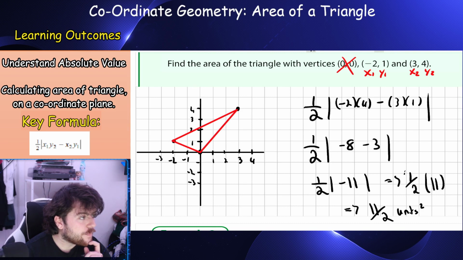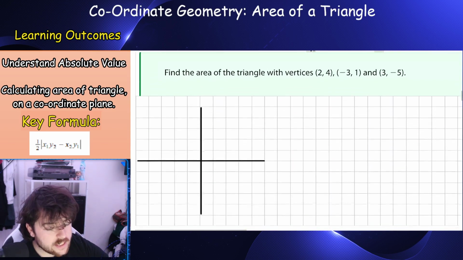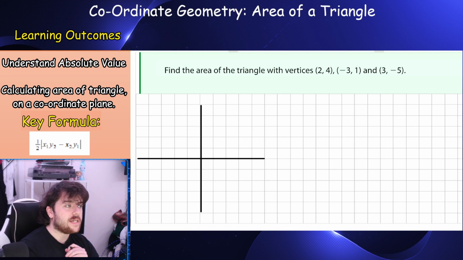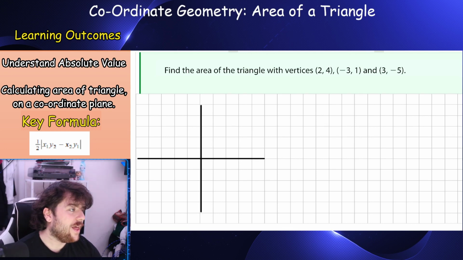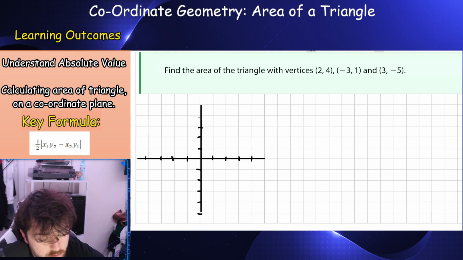So let me look at another example here. Find the area of the triangle with the vertices (2, 4), (minus 3, 1), and (3, minus 5). Let me plot this one out quickly. So 1, 2, 3, 4 and 1, 2, 3, 4, and minus 1, minus 2, minus 3, minus 4, minus 5. So (2, 4) is going to go there. (Minus 3, 1) is going to go here. And then (3, minus 5).